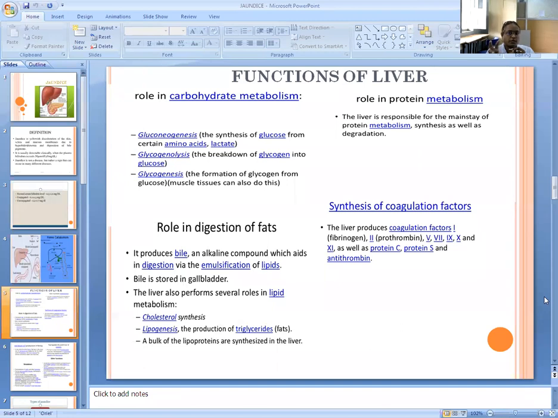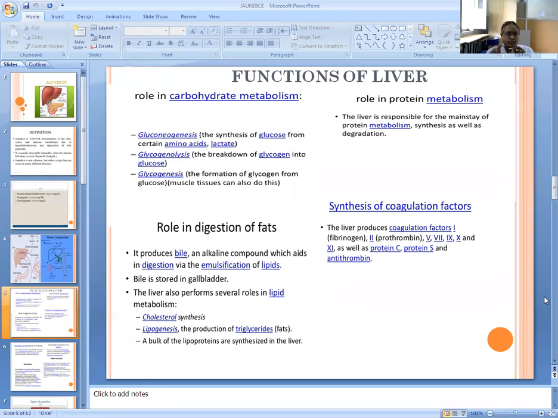What is the role in carbohydrate metabolism? Mainly the formation of glucose. That is called gluconeogenesis, the synthesis of glucose from amino acids and from lactate. Then breakdown of glycogen again to form glucose. Glycogenesis means formation of glycogen. Glycogen is a storage form of glucose.